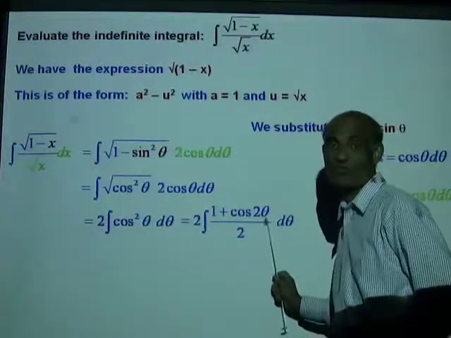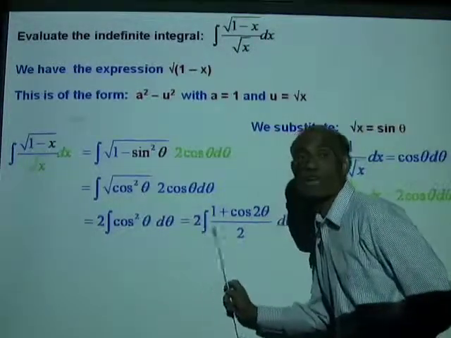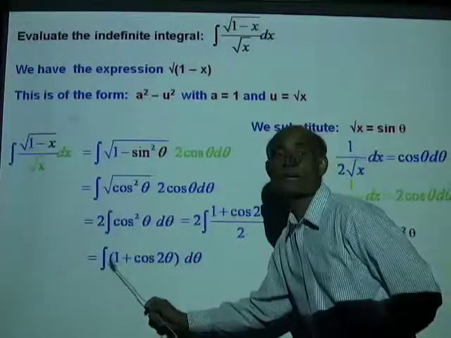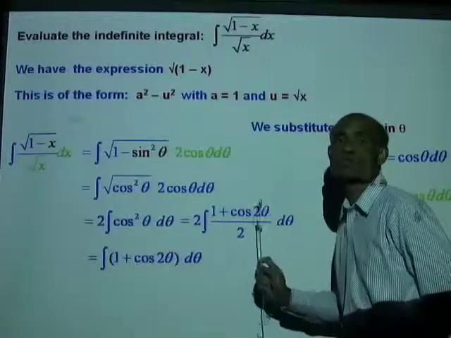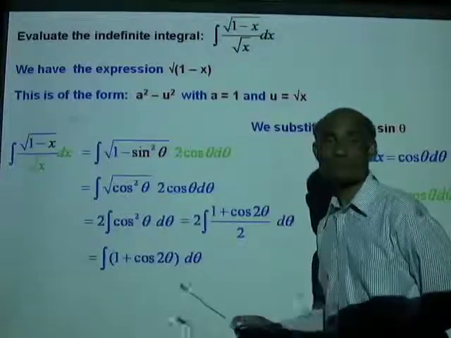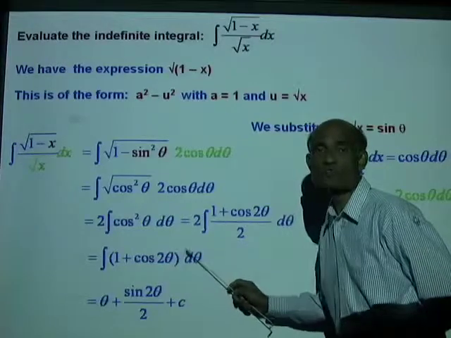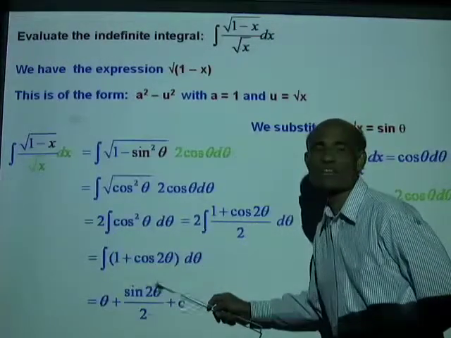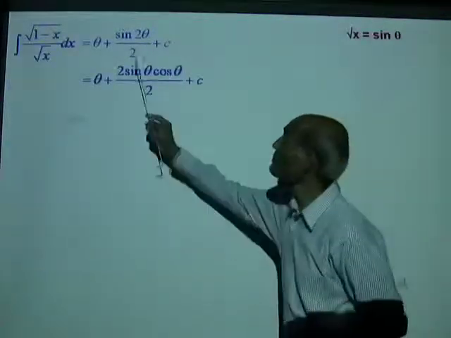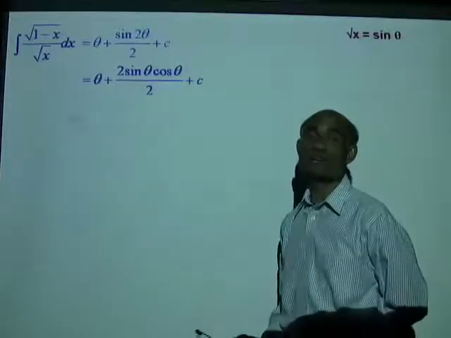You have to learn these forms. And now this 2 can come out and cancel with the 2 in the numerator. This therefore becomes integral 1 plus cos 2 theta d theta. You can integrate it. Integral 1 d theta is theta. Integral cos 2 theta d theta is sine 2 theta over 2. And as usual, we will write sine of 2 theta as 2 sine theta cos theta.